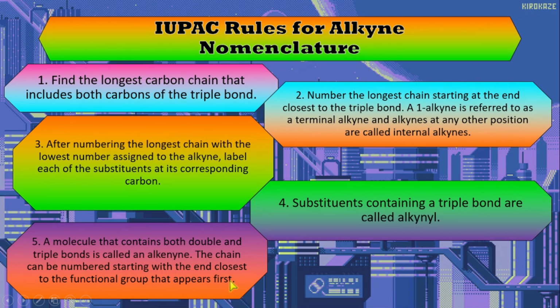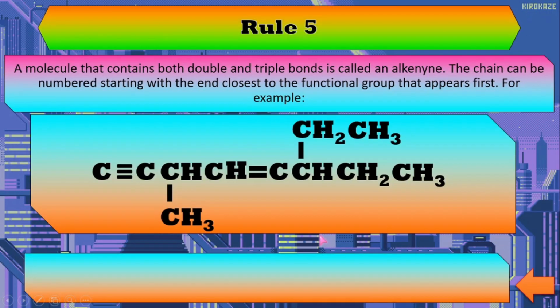Last rule for the nomenclature of alkyne is a molecule that contains both double and triple bonds is called an alkenyne. The chain must be numbered starting with the end closest to the functional group that appears first. For example, we have here that is the longest chain, nonene, since it has 9 carbon atoms, and this chain consists of both the triple bond and the double bond.